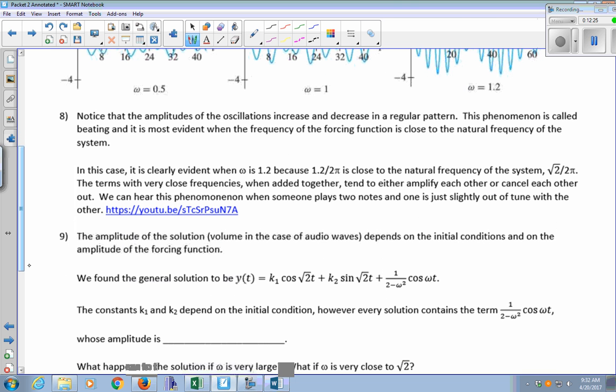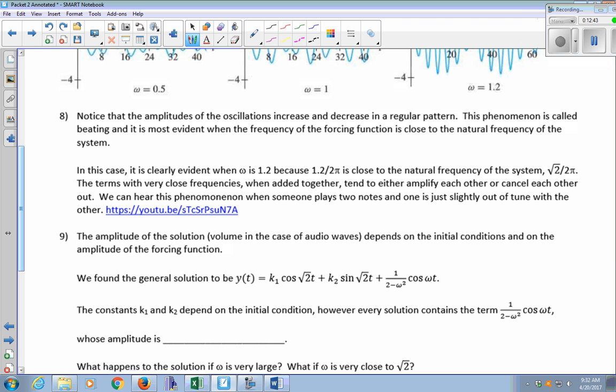Okay. So the amplitudes of the oscillations increase and decrease in a regular pattern. This is called beating. It's most evident when the frequency of the forcing function is close to the natural frequency. So you can see it most when omega is 1.2 because that's very close to root 2 over 2 pi.